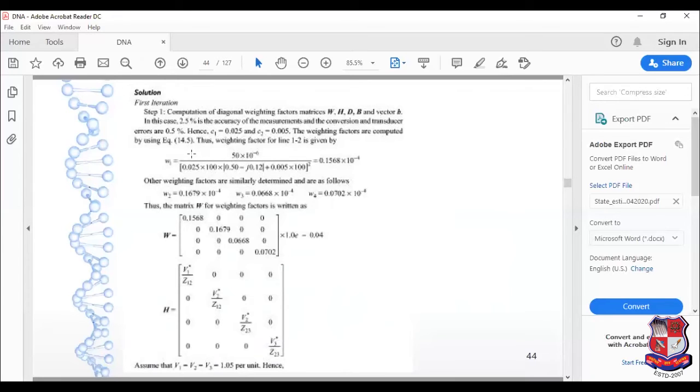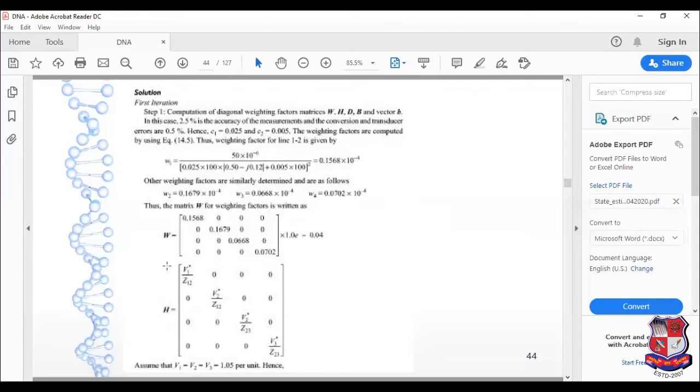After getting the value of the weighting factor for bus number 1, we can easily derive it for the other meters also, W2, W3 and W4. As we have 4 meters, hence we have 4 weights. Now the weighting matrix is determined this way: all the off-diagonal elements are 0, only the diagonal elements remain, and their values are nothing but what we have derived. So 10 raised to minus 4 is a common part, and the rest multiplying it is W1, W2, W3 and W4.